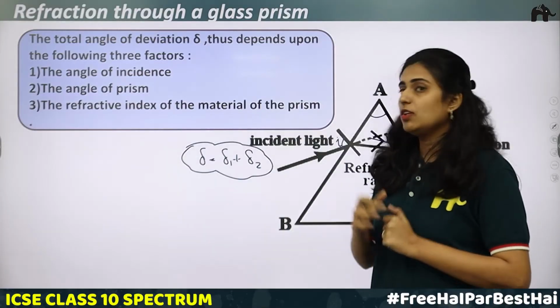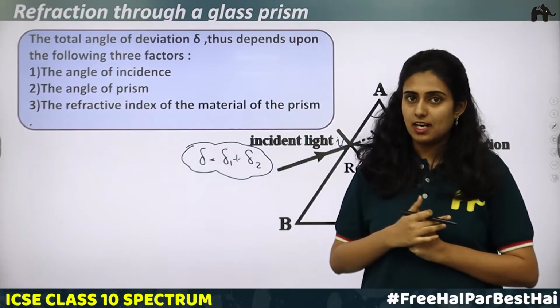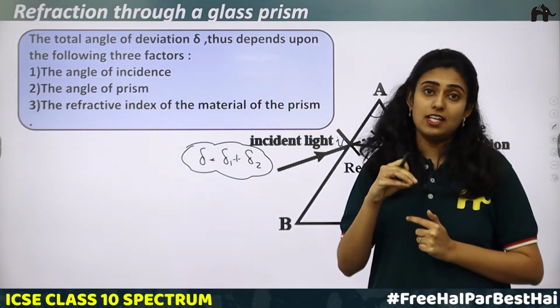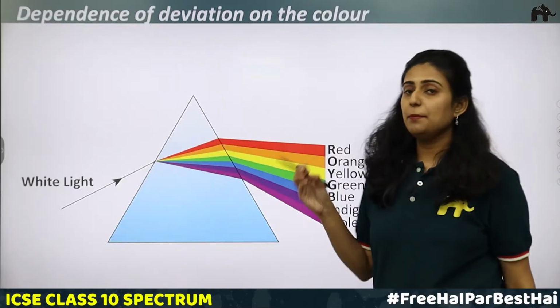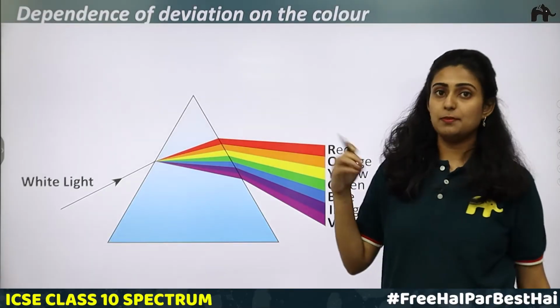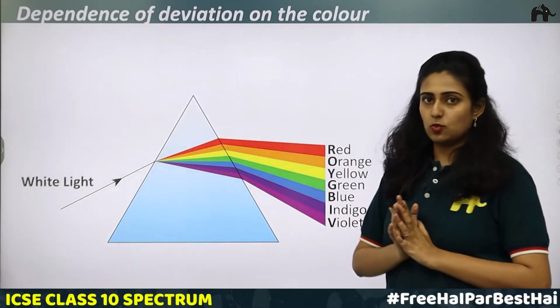Now we will be studying what happens when you take a light which contains many different colors, or colors of light of different wavelengths. What is happening here? Okay, we'll discuss in detail. Dependence of deviation on the color. In the previous chapter we studied what happens when a light ray passes through a glass prism.